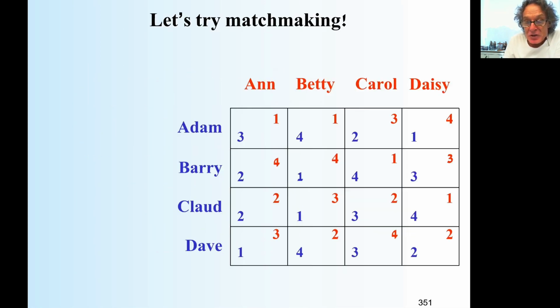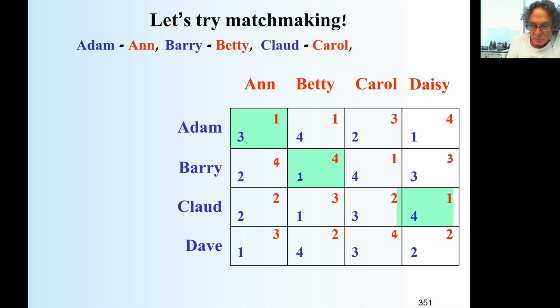So let's try matchmaking. Let's take one example. You know what? We'll match A to A: Adam to Ann, Barry to Betty, Carol to Claude, Dave to Daisy. Let's see how it works. So Adam to Ann. We put it in that color that symbolizes the matching between Adam and Ann. And then Barry to Betty, B to B. And then Claude to Carol. And finally Dave to Daisy.